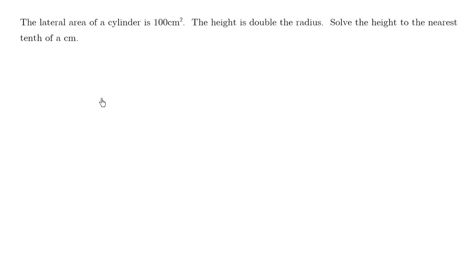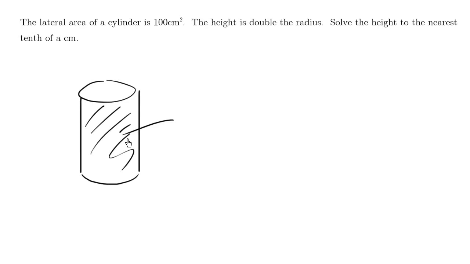Let's try a tricky surface area problem involving the lateral area of a cylinder. So the lateral area of a cylinder is 100 centimeters squared. The lateral means the side only. It's always nice to draw a nice diagram here, so I'm going to draw a beautiful cylinder here. And the lateral area, that's the side only, is equal to 100 centimeters squared.